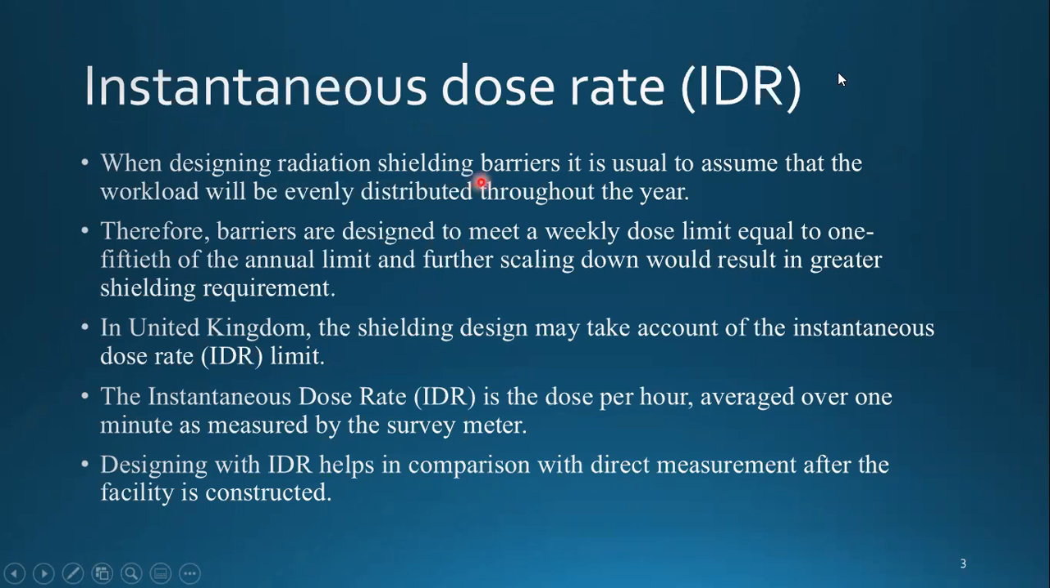When designing radiation shielding barriers, it is usual to assume that the workload will be distributed evenly throughout the year. Therefore, the barriers are designed to meet a weekly dose limit equal to 1/50th of the annual limit. And therefore, scaling down further would result in greater shielding requirement. In the United Kingdom, the shielding designs may take into account the IDR, that is the instantaneous dose rate. The instantaneous dose rate is the dose per hour averaged over 1 minute as measured by the survey meter.